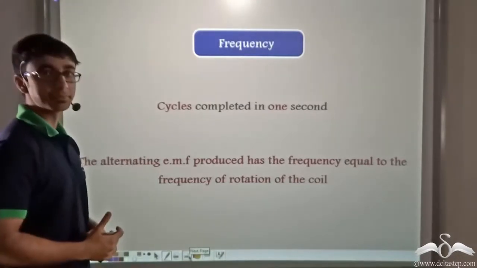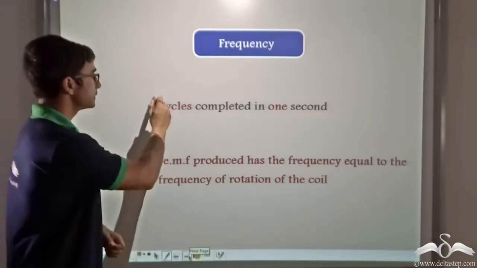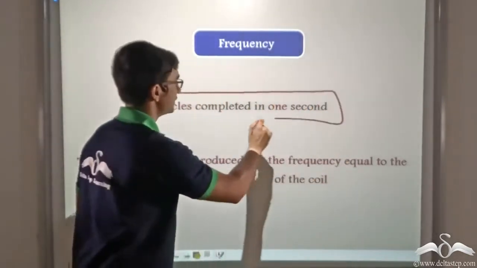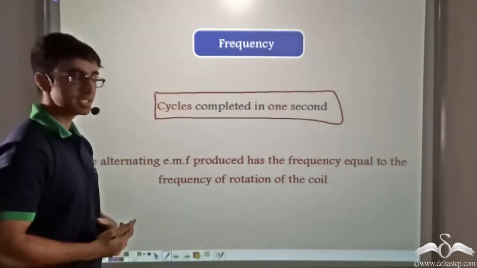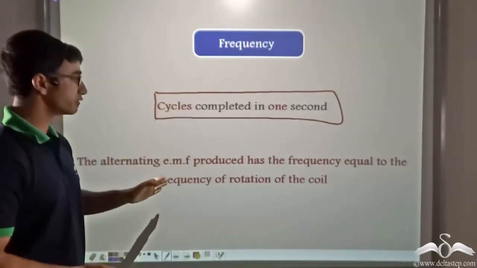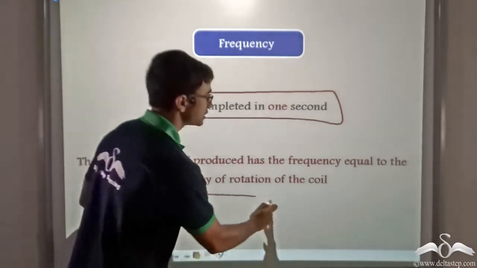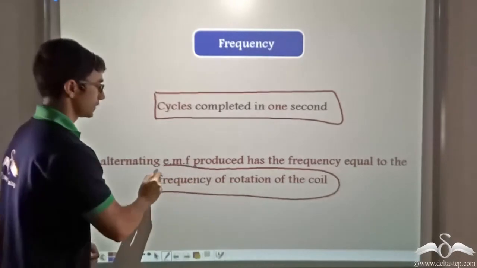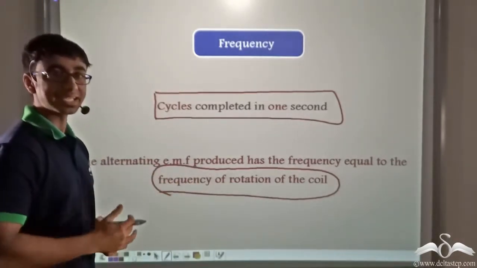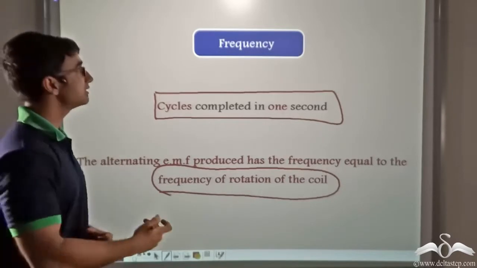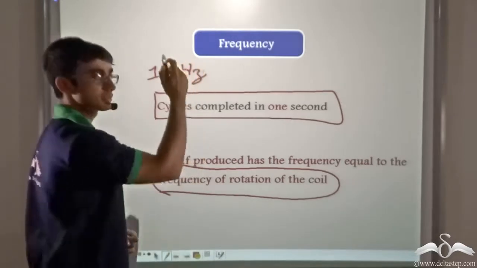So this sinusoidal EMF will have a certain frequency associated with it. The frequency will be the cycles of the EMF completed in 1 second. And how is the frequency determined? The alternating EMF produced has the frequency that is equal to the frequency of rotation of the coil. Or in other words, if I say that the coil has been rotated 10 times in 1 second, it will mean that the frequency is equal to 10 Hertz.